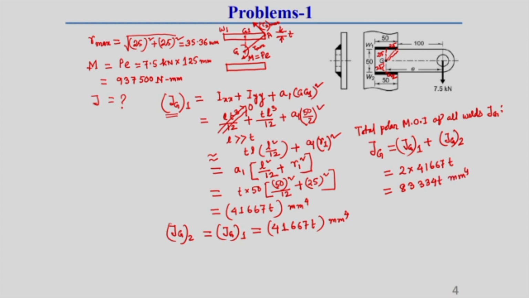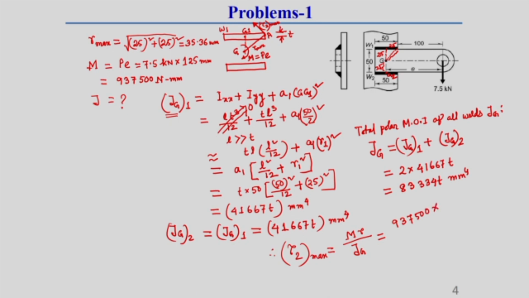Now, we know Jg, then M and R max. So, we can easily find out tau 2 max. So, tau 2 max will be equal to M into R divided by Jg. Okay. So, here M is given as 937,500.